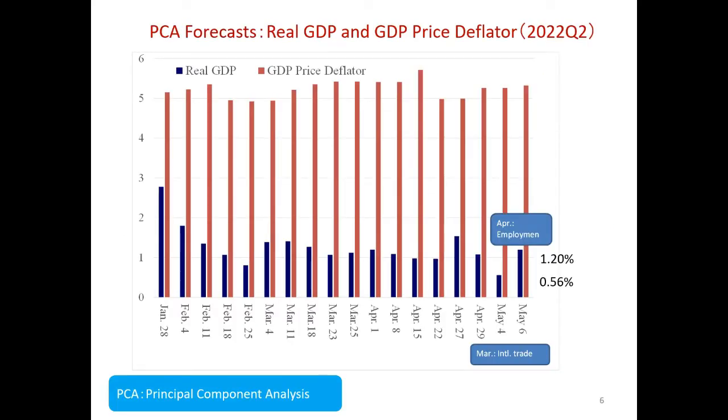PCE's economic forecast fell to 0.56% due to the March trade statistics updated on May 4th, but it was revised upward to 1.20% by updating April employment statistics on May 6th. PCE will revise economic growth downwards due to the fall in the stock prices in May, caused by interest rate hike.